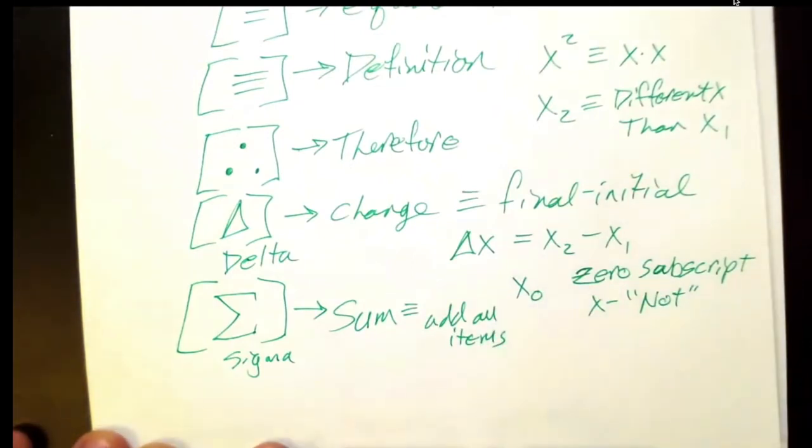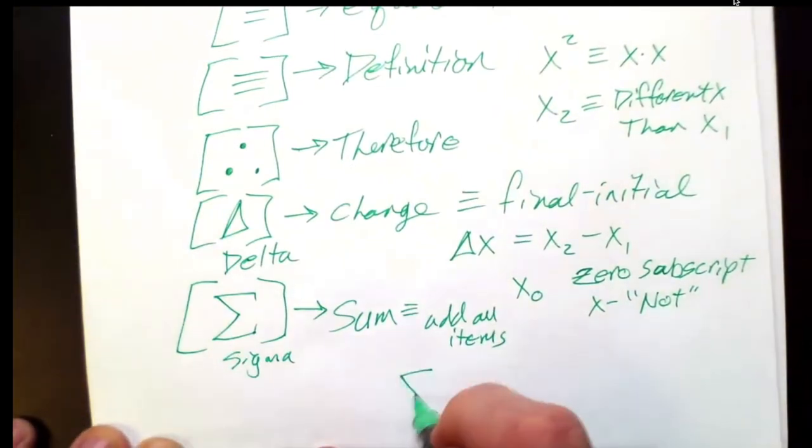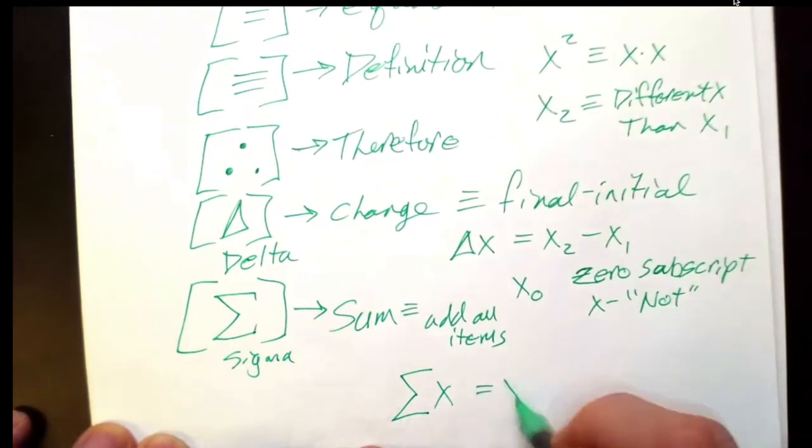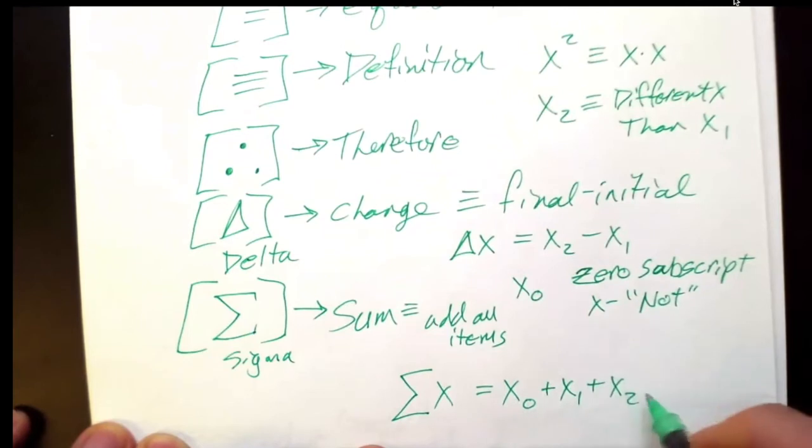When we're defining a sum using sigma, we would use the subscript notation as well as a generic variable in order to say add all the x's. So in this case, this would be all the x's given, which would be the initial value plus any other additional values that may occur.